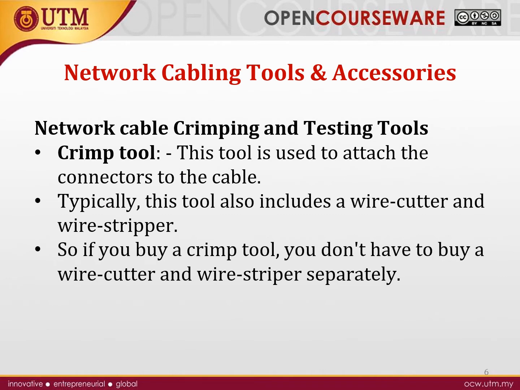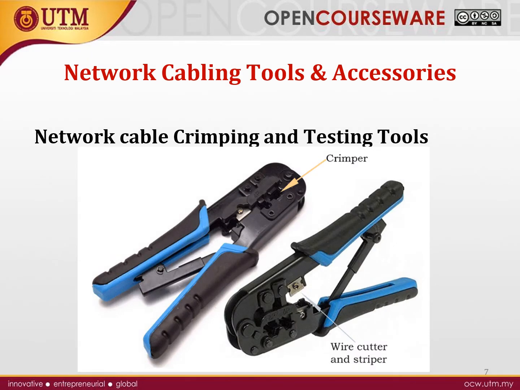And then we have the crimp tool, which is used to attach the connectors to the cable. Typically, this tool also includes a wire cutter and wire stripper. You can find all the functions in one tool. So if you buy the crimp tool, you don't have to buy a wire cutter and wire stripper separately. You just go for the crimp tool, and it has these 3 functions. As you can see here, this is the crimper right here, and this is the cutter. So this is a multifunction tool.